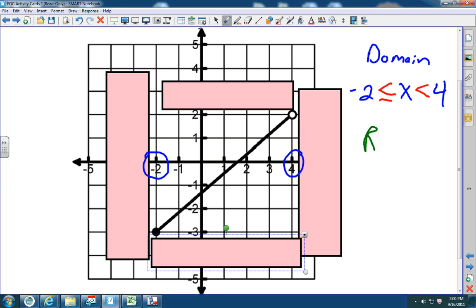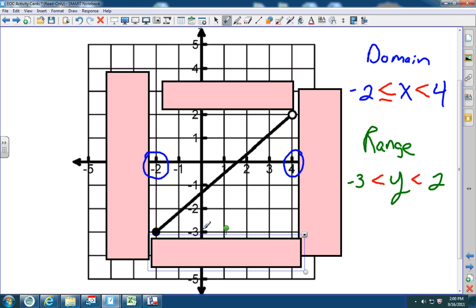My range. I know my range is y. When the range is up and down, the lowest it is at -3. The highest it goes up to is 2. Now, my symbols, I'm going to point them to the left.